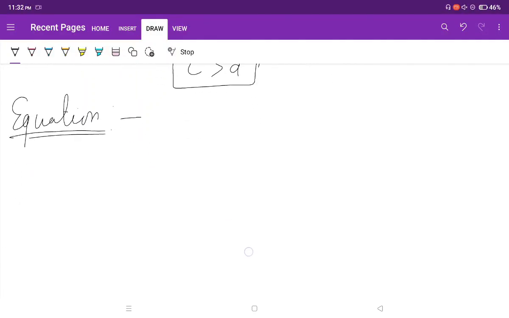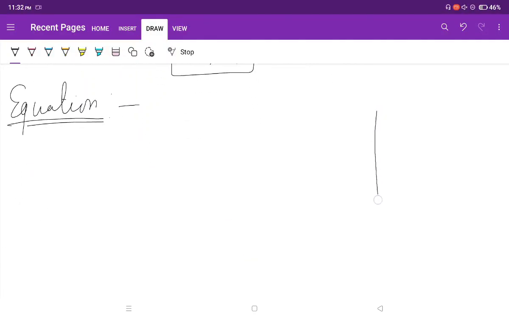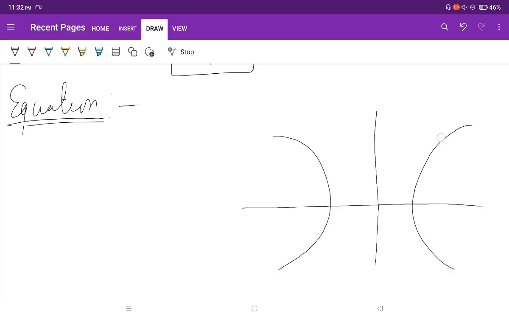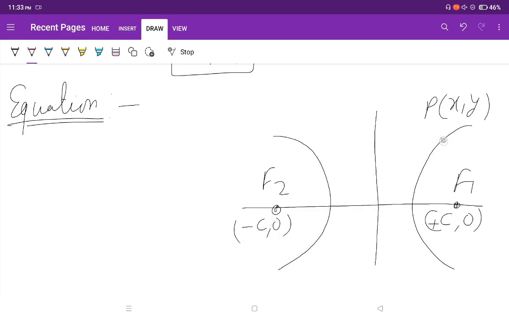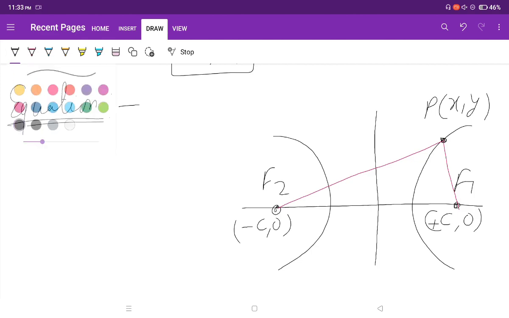So for the equation part, we have what? Only the relation is: take the general point P(x, y) and take the two foci F1 and F2 with coordinates (c, 0) and (-c, 0). Now we have the relation as what? The difference of the distances is constant. So we will use the same relation.